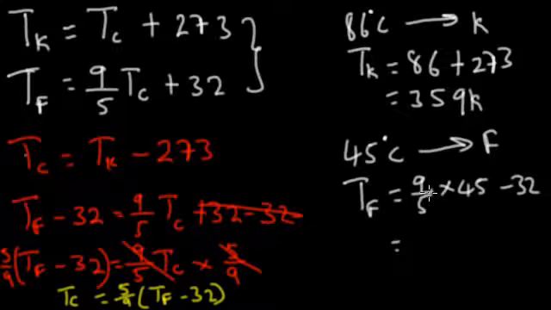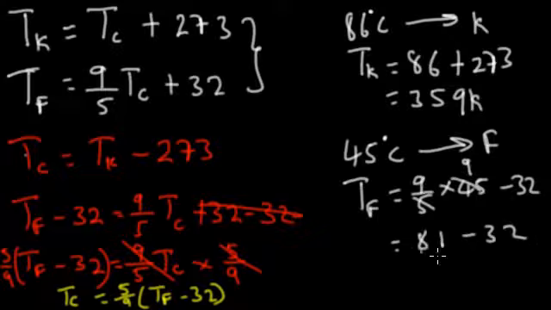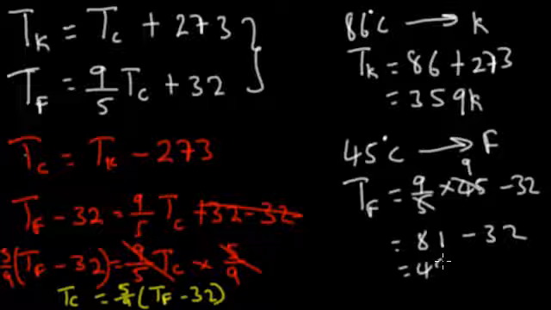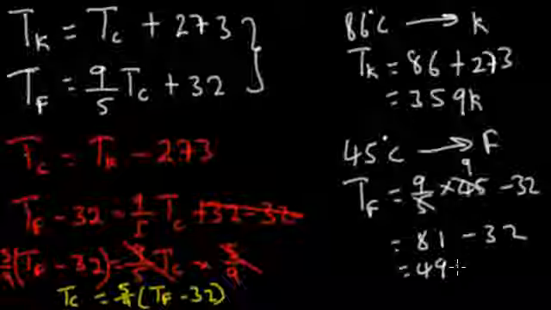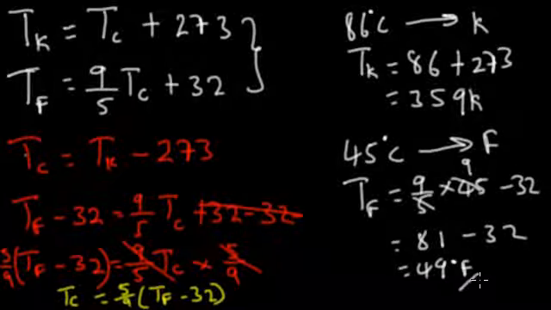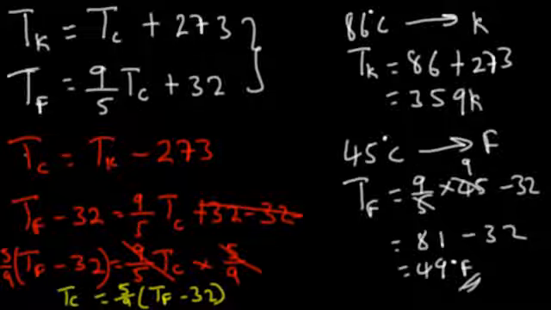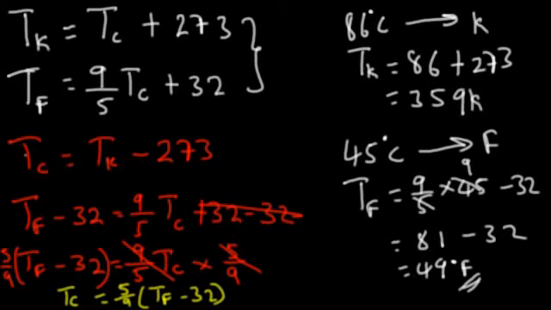So 9/5, let's say you use the fraction. 5 can go into 45, 9 times. And 9 times 9 is simply 81. So we have 81 plus 32. Doing this, we should be left with 113. And that's our temperature in degrees Fahrenheit. So guys, that's how you can easily convert temperature from Celsius to either Kelvin or Fahrenheit.